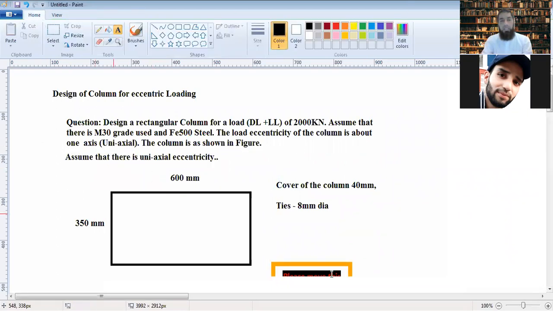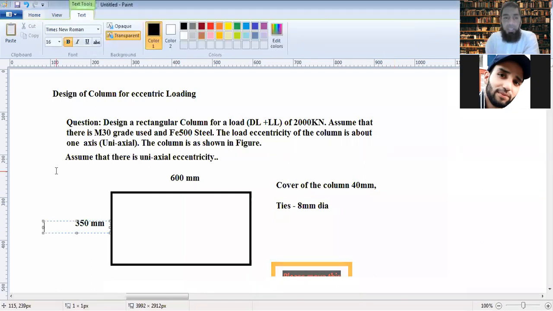Now for this column, you need to design it. First of all, we need to check how much is the design strength of this column before we proceed towards the design of this column. It's very important to determine the design strength, because we don't know what is the amount of eccentricity that is acting on this column. So the first thing is that we need to determine the amount of eccentricity that this column is undergoing.